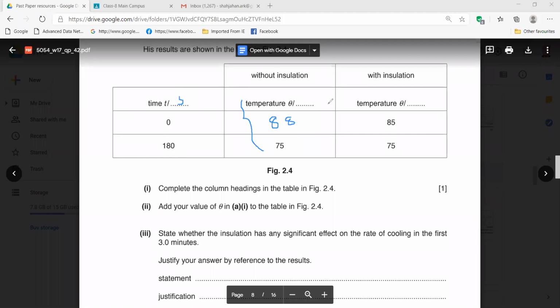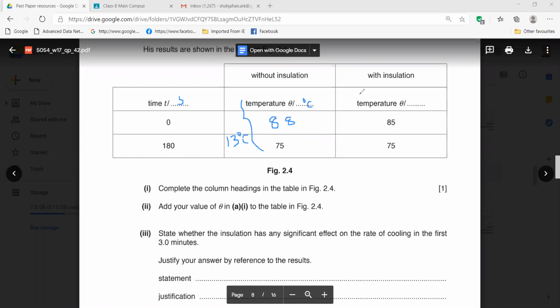Without insulation, you check the temperature difference for 3 minutes. 88 minus 75, how much is it? 13. It's 13. That is without insulation. The difference is 13 degrees Celsius, right?